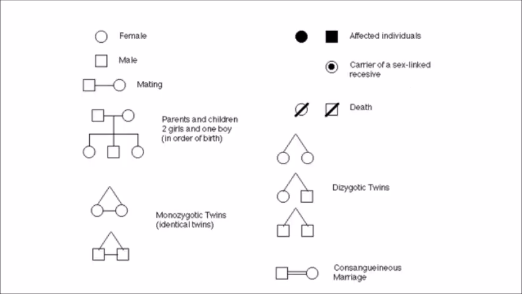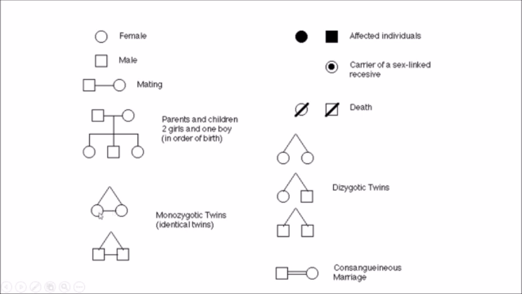Before starting, I would like to introduce you to some of the symbols which are used during the pedigree analysis. For example, here a round circle represents the female, a square represents the male, and the line between these two represents the mating between male and female. And a tree-like graph represents the mating of this male and female, with three children, of which the first is a female, a girl child, the second is a boy, and again the third is a girl child.